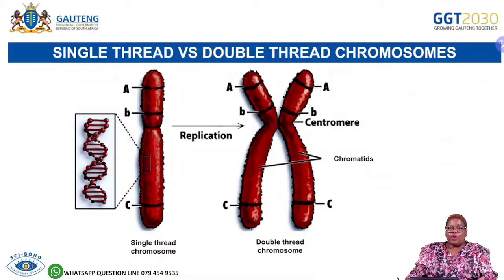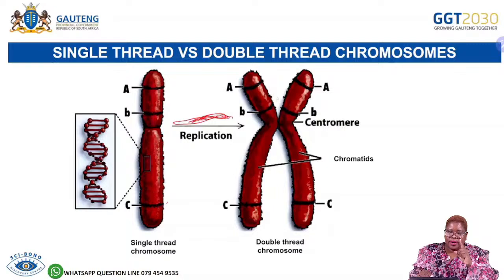Okay, we have spoken about the single thread versus the double thread chromosome. We mentioned in the previous slide that the single thread, we're looking at what? At the chromatid there. It's a single thread chromosome. We can see that before replication takes place. Look, after replication has taken place here, then we're going to have the double thread chromosome. So these are the double thread chromosomes.